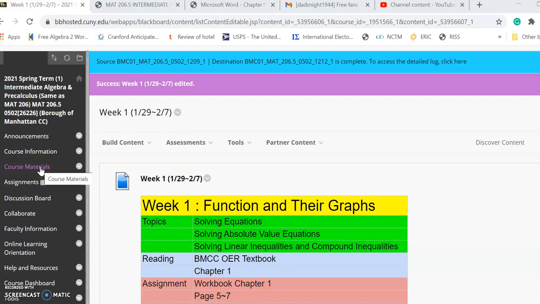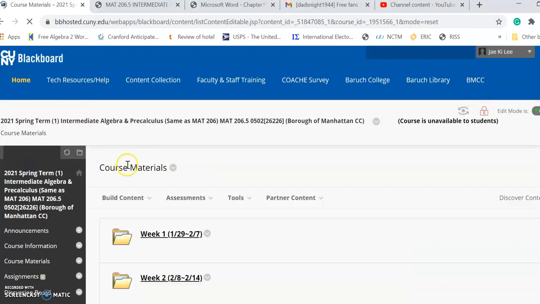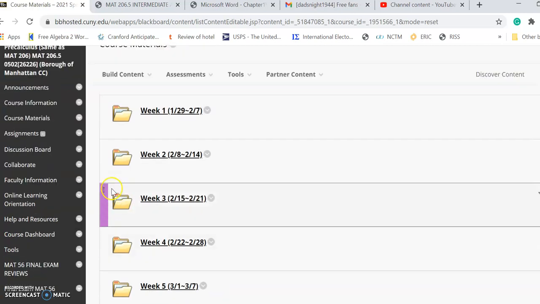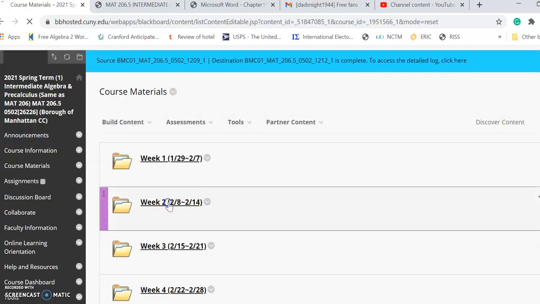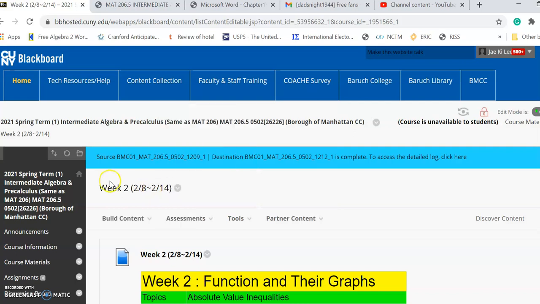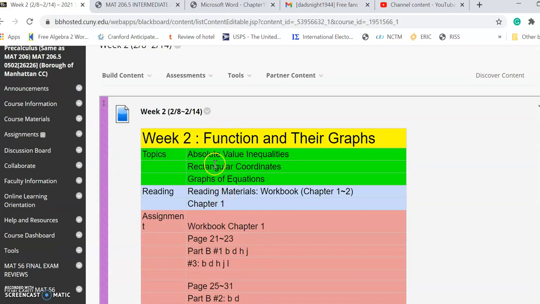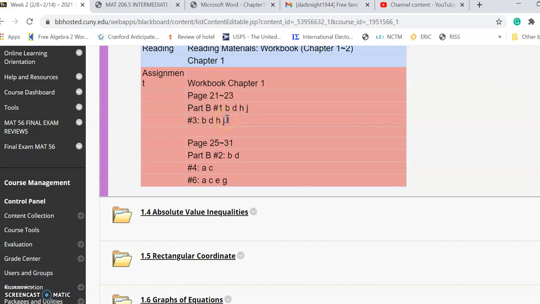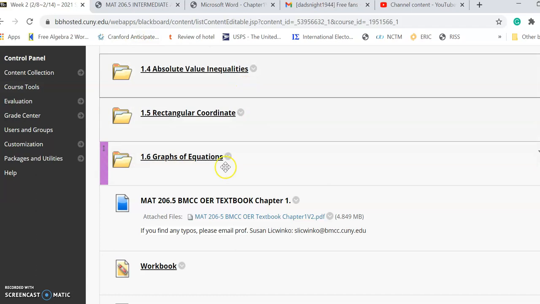So let's continue. In week one, we have the basic discussion. As you know, in each weekly folder, whatever you complete, then basically you are done. Let's say we click week two here. Then there is the week two case, which is the topic you will study, then the textbook, and the homework question. It is basically the same structure.